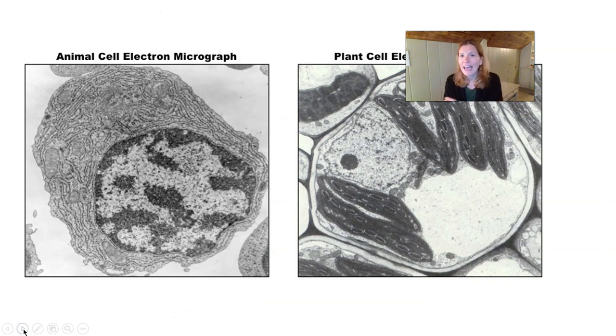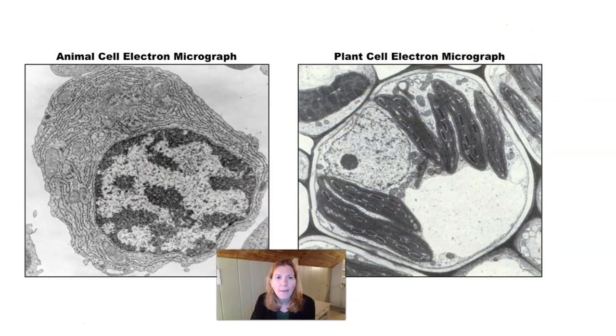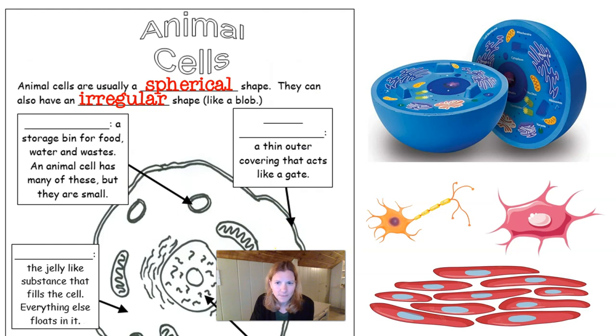So let's take a look at how that works for a plant cell and an animal cell. Plant cells have more parts to them that we're going to study, so we'll take a look at those in a separate page of notes. But let's start with our animal cells.